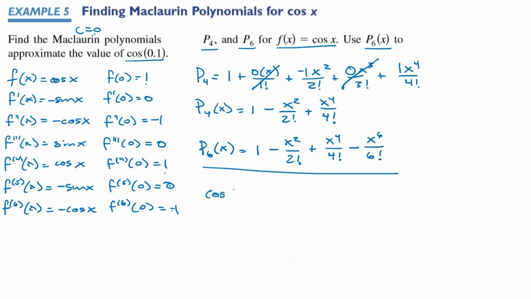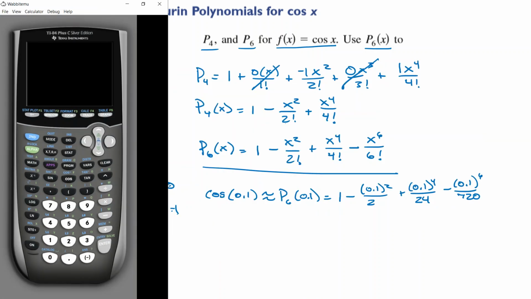So cosine of 0.1 is approximately equal to p sub 6 at 0.1, which is going to be 1 minus 0.1 squared over 2 factorial, which is just 2, plus 0.1 to the 4th over 4 factorial, which is 24, minus 0.1 to the 6th over 6 factorial, which is 720. All right, so these guys should be getting real small really quickly. So let's get our calculator out and see what that actually matches.